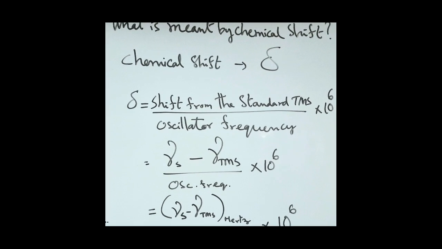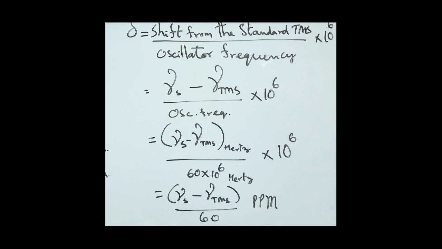Dear students of second MSc Chemistry, in the previous class we saw what is meant by chemical shift. Chemical shift is a derived unit for the frequency of absorption in NMR spectroscopy. It is indicated by the symbol delta. It is given by the expression nu sample minus nu TMS divided by oscillator frequency into 10 to the power 6. Since it is multiplied by 10 to the power 6, the unit for chemical shift value is parts per million.